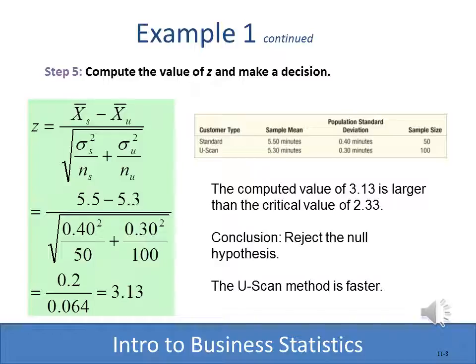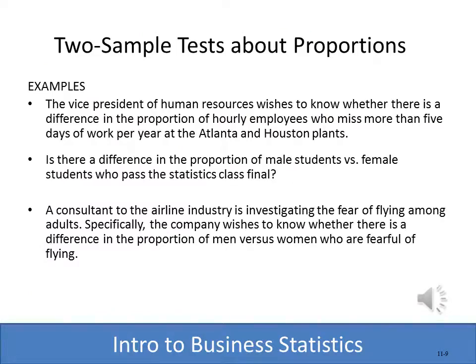All right, now we need to explore how to do a two-sample test of proportions. Now remember, proportion is a ratio, so some things that you might be comparing is, is there a difference in the proportion of male students versus female students who pass the statistics class final? Is there a difference between the proportion of workers that call in sick at one plant versus another? Again, we're looking at a proportion, a yes-no kind of thing: pass or fail, afraid of flying, not afraid of flying. So the 5-step test of hypothesis will be the same, but we're going to use a different formula to actually compute our z-value.